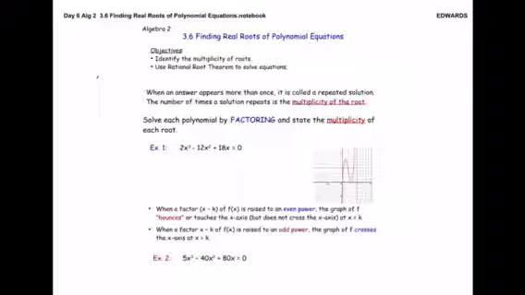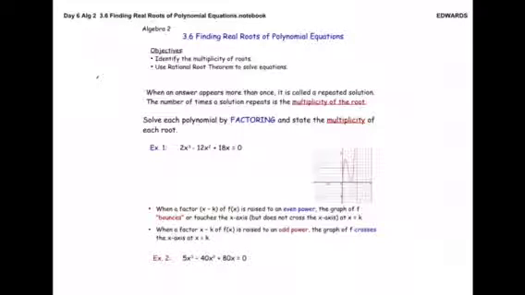Day 6, Finding Real Roots of Polynomial Equations. Today's objectives are to identify the multiplicity of roots and use the rational root theorem to solve equations. When an answer appears more than once, it is called a repeated solution. The number of times a solution repeats is the multiplicity of the root.